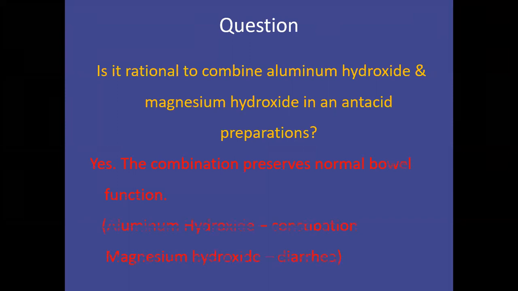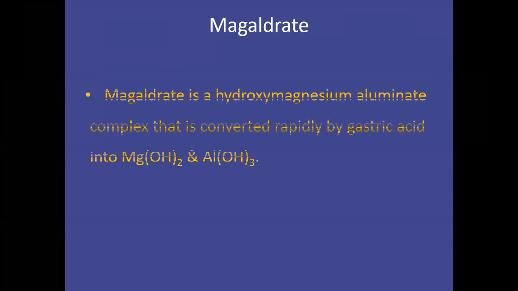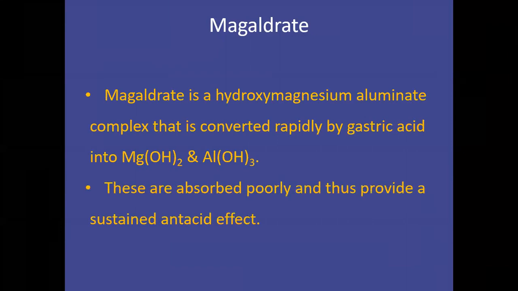aluminum and magnesium. And that gives me an opportunity to discuss one of the commonly used antacid combinations, magaldrate. Magaldrate is a hydroxy magnesium aluminate complex that is converted rapidly by gastric acid into magnesium and aluminum hydroxide. These are absorbed poorly, as I mentioned, very poorly, insignificant, but that insignificant absorption becomes significant in the context of some diseases like renal failure, and thus they provide a sustained antacid effect.